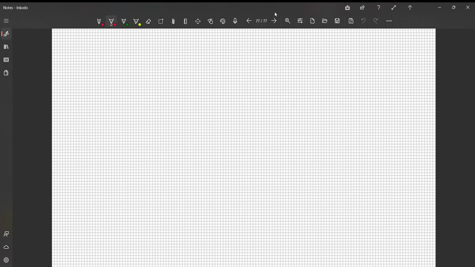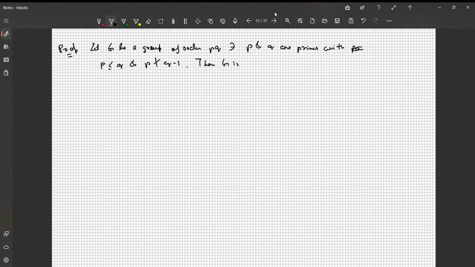Next proposition. Let G be a group of order PQ such that P and Q are primes with P less than or equal to Q and P not dividing Q minus 1. Then G is abelian. Okay?